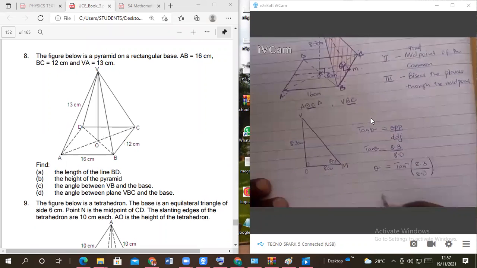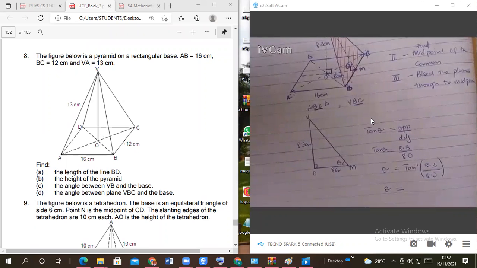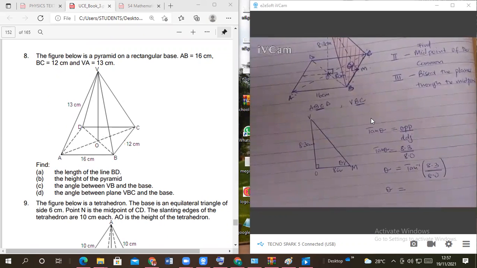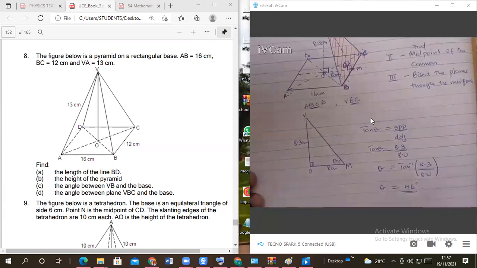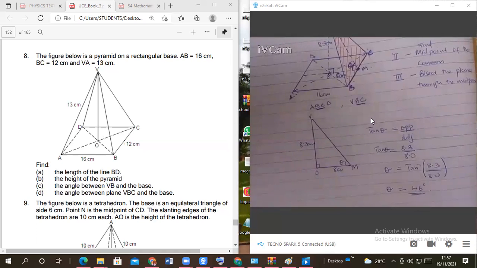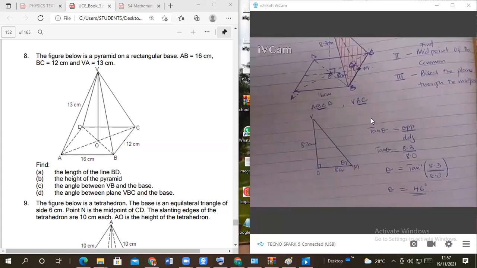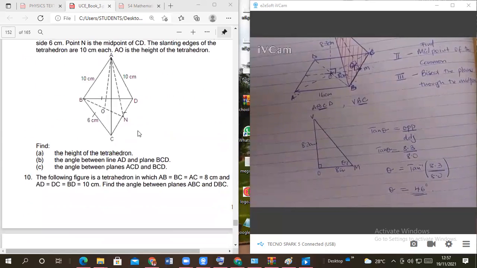And what is our theta? 46. Yes, thank you, Alexandria. 46 degrees. That is the answer. So you see, these things are very easy if you do practice.